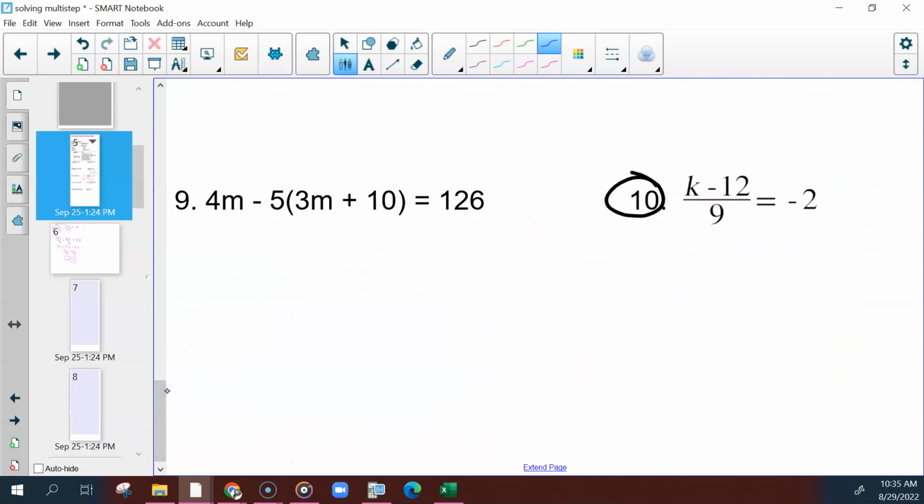Number 10. This is one big division problem. You need to get rid of the 12, the negative 12, and the 9, but we can't do anything with our numerator until our denominator is gone. So how would we get rid of this 9? We're already dividing, so we have to do the opposite and multiply.